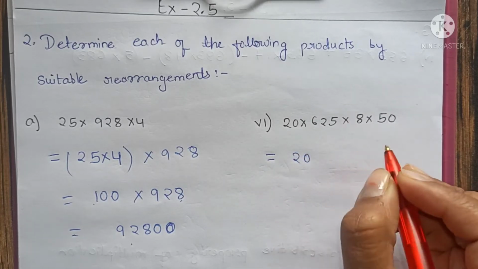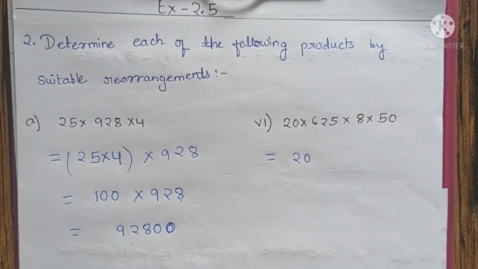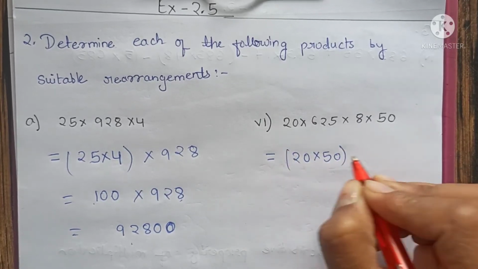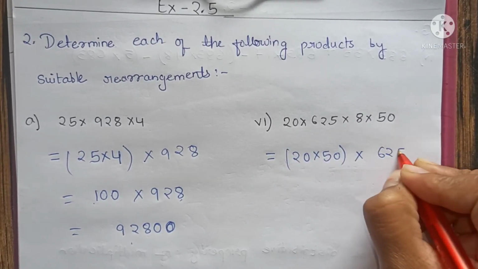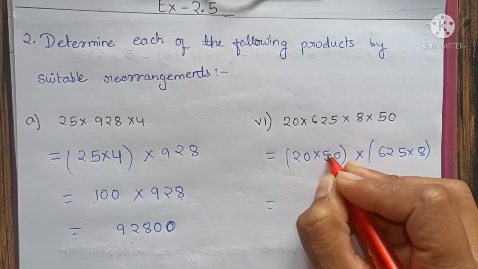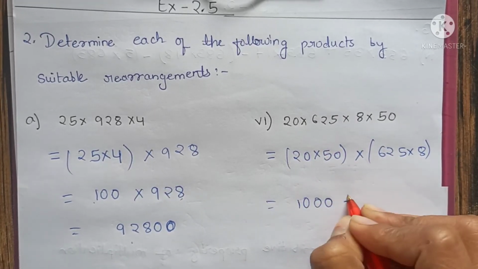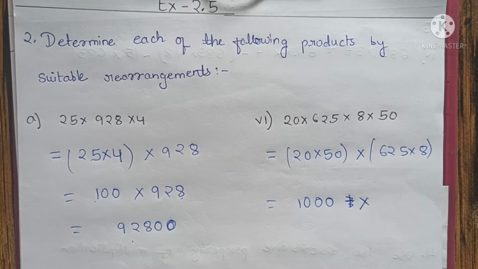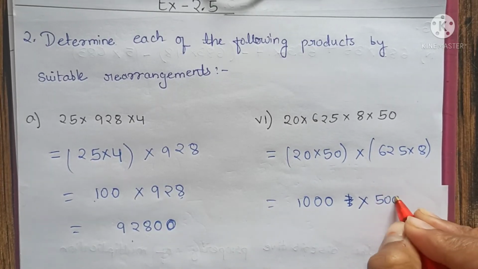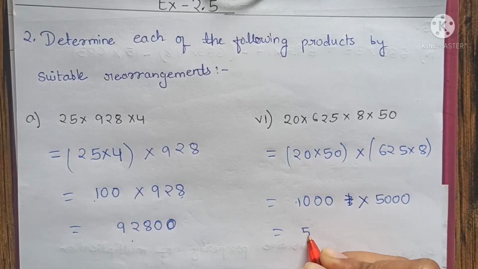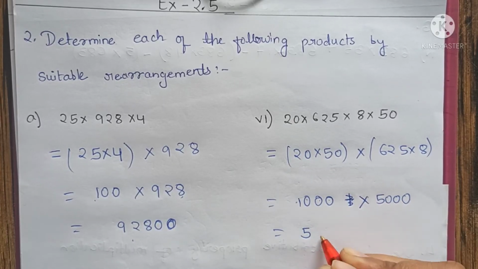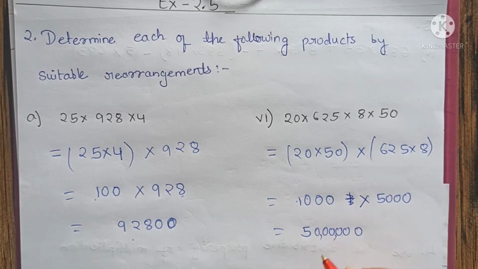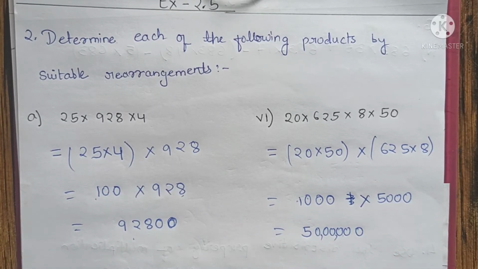First we need to group the numbers in such a way that we get 0 in the last. So if I multiply 20 into 50 and if I group 625 into 8, let's see how much you get. 5 to the 10, and this 20 multiplied by 625 into 8 gives 5000. Now 5 ones are 5, 1, 2, 3, 4, 5, 6. 6 zeros. Okay, so this is the answer.